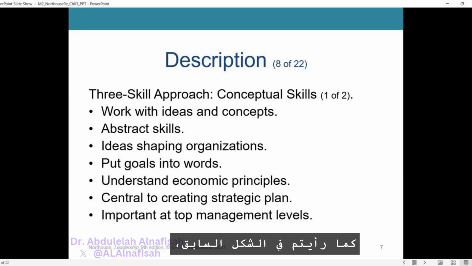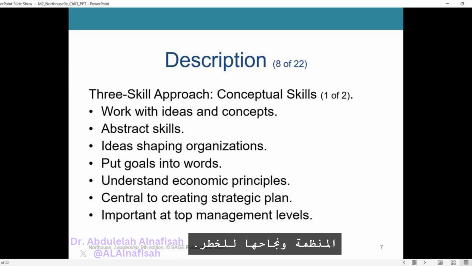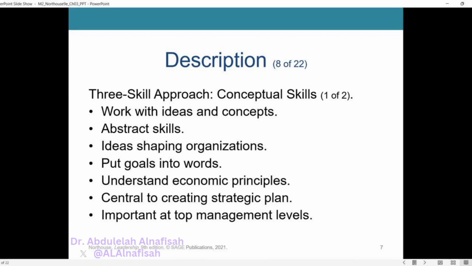As you saw in the previous figure, conceptual skills are most critical at the top management levels. If upper-level managers lack these skills, they risk jeopardizing the organization's direction and success. While still relevant at the middle management level, the importance of conceptual skills decreases as one moves to lower management tiers.